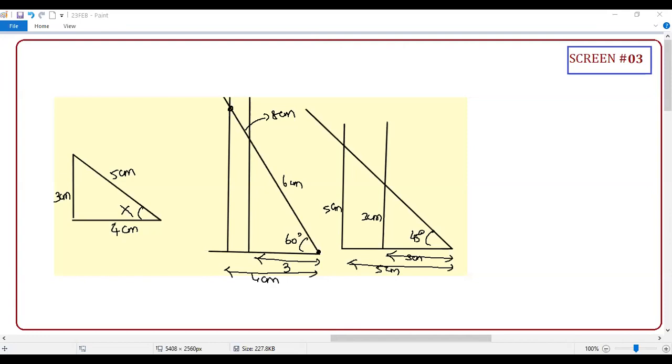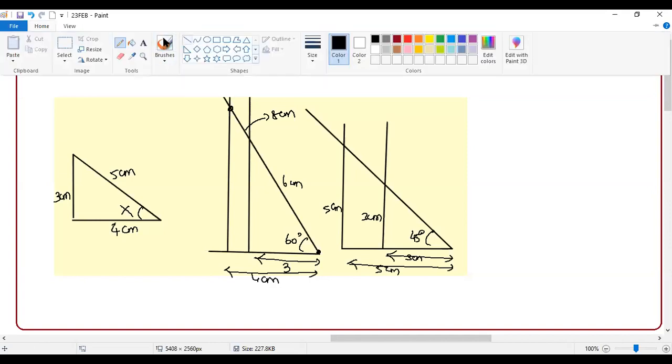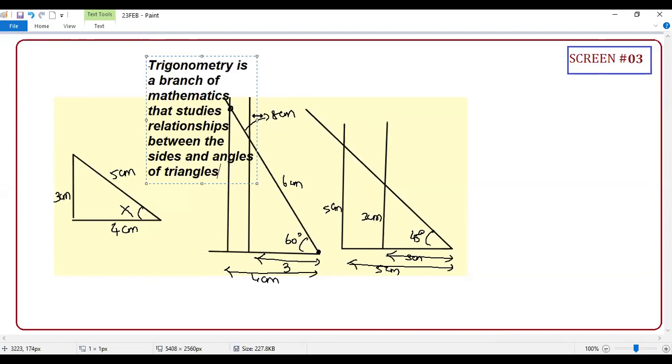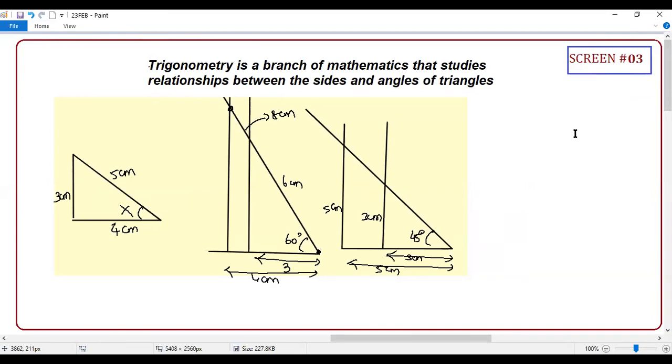So if someone asks what trigonometry means, what is the definition you will give, student? It is the study. What is the relation? What are the things you will give? Can you read it? Trigonometry is the branch of mathematics that studies relationships between the sides and angles of triangles.